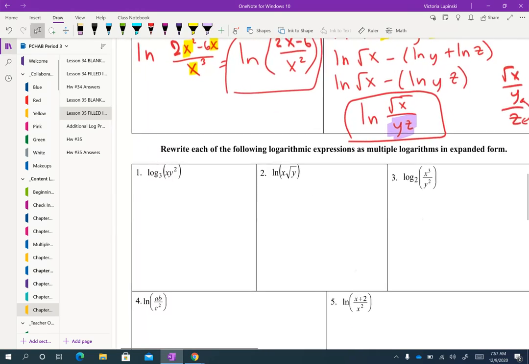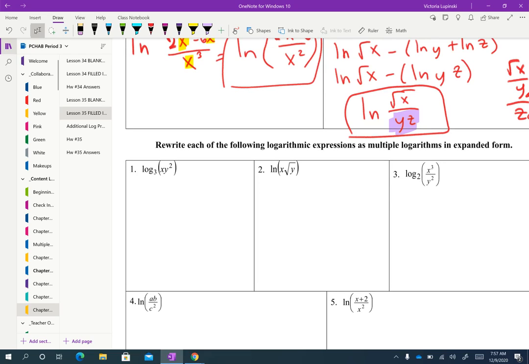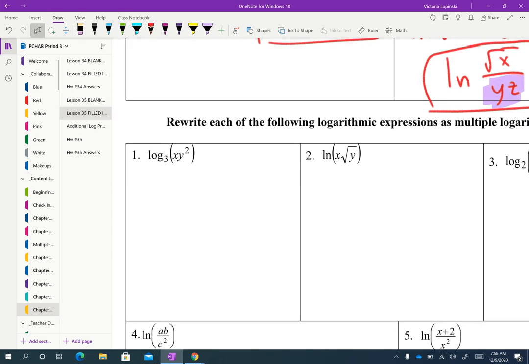The next set of problems are the exact opposite of what we just did. So you are trying to take a log that's already condensed and you are trying to separate it. That is called expanded form. So you are trying to write everything as its very own log, and then you should calculate anything that you're able to. So log base 3 of xy squared, you can start by breaking that multiplication up into addition. So log base 3 of x plus log base 3 of y squared.